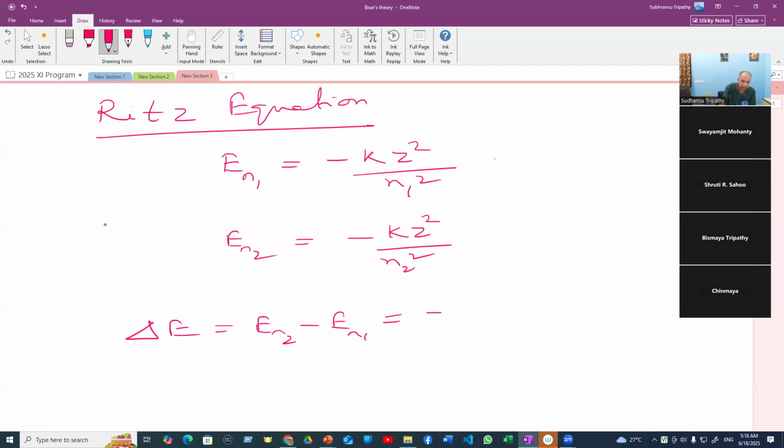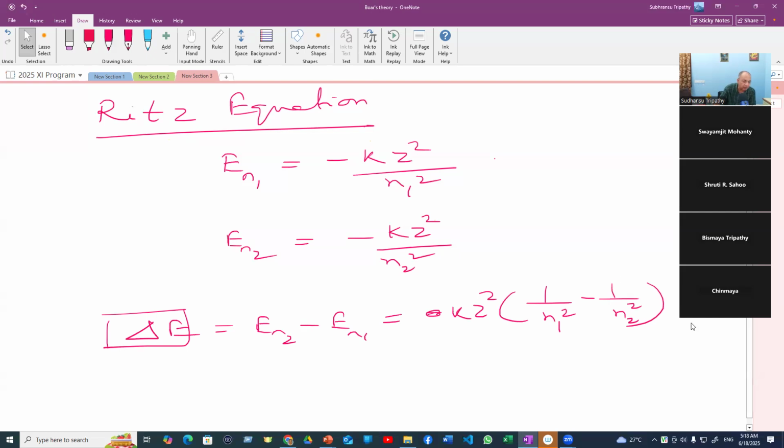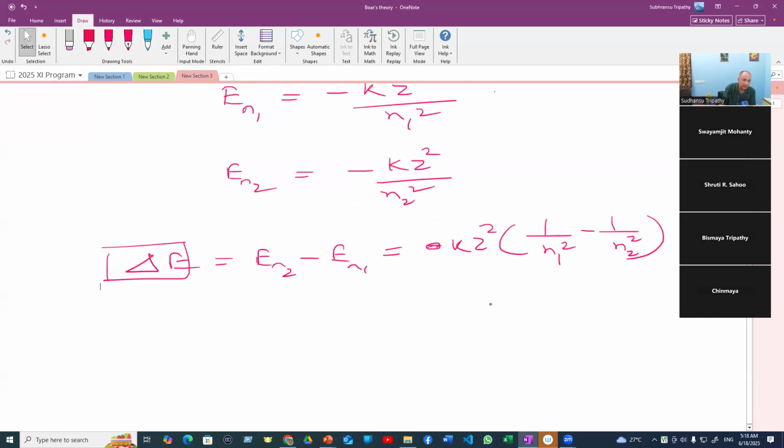If you take k and z square common, then it will be 1 by n1 square minus 1 by n2 square. This minus will remain, but this minus will become plus. And in place of del nu, that we have studied in one of the postulates of Bohr's model, that is equal to hc by lambda, or simply hc nu bar is equal to k z square into 1 by n1 square minus 1 by n2 square.